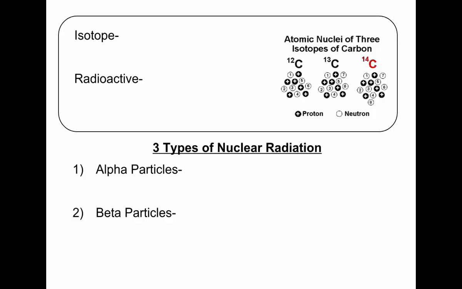So to go back to what we talked about in the chemistry section, isotopes are different versions of an element that have different numbers of neutrons. Here are the 3 isotopes of carbon: carbon-12, carbon-13, and carbon-14. They're all the same element because they have the same number of protons. So they're all carbon. But carbon-13 has 1 more neutron than carbon-12. Carbon-14 has 2 extra neutrons.